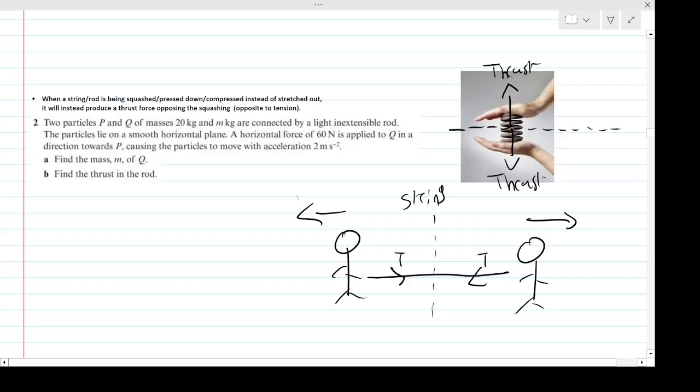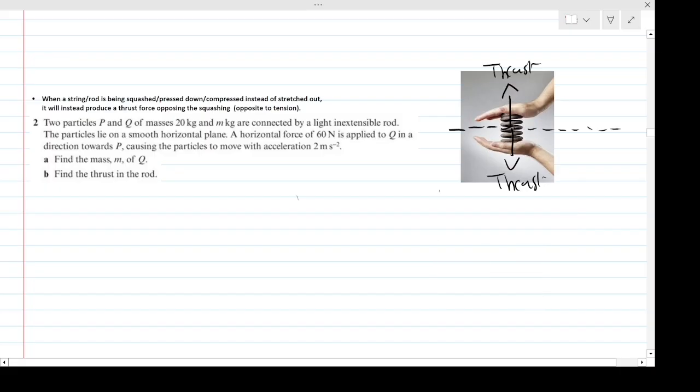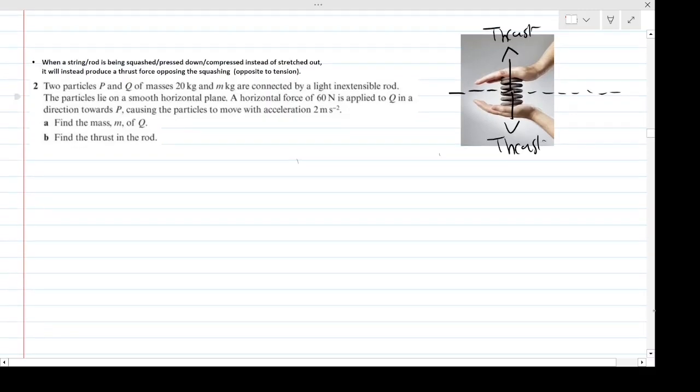So what we're going to look at are some examples where instead of being stretched out, like in the first two examples, it's now going to be squashed in. Okay, so let's have a look at this example here. So we're told two particles P and Q of mass 20 kilograms and M kilograms are connected by a light inextensible rod. Okay, a rod again is like a plank of wood, a material which doesn't bend at all. Kind of like a seesaw. A seesaw goes up and down, but you can't bend a seesaw. Right, it's really, really stiff.